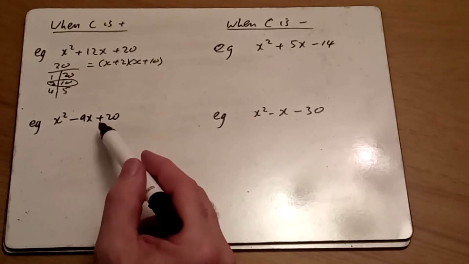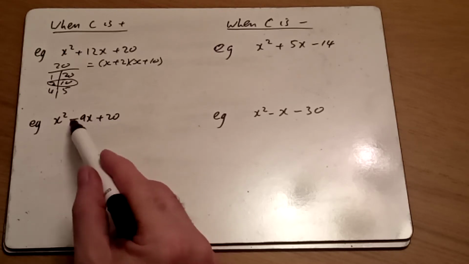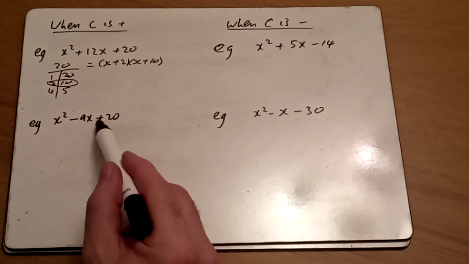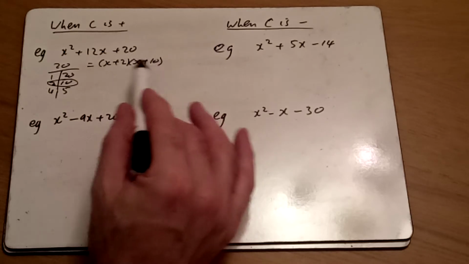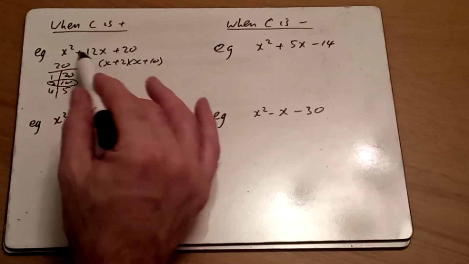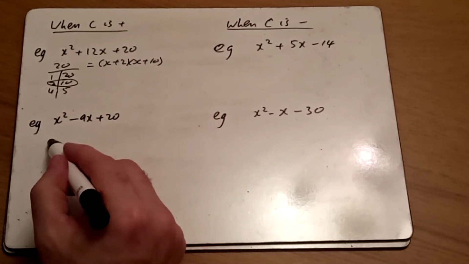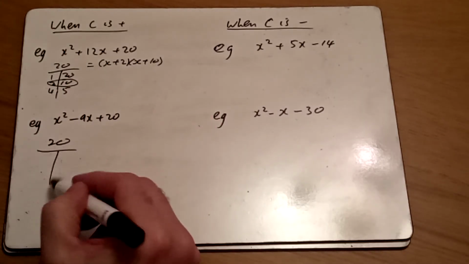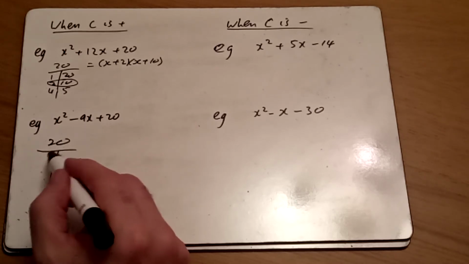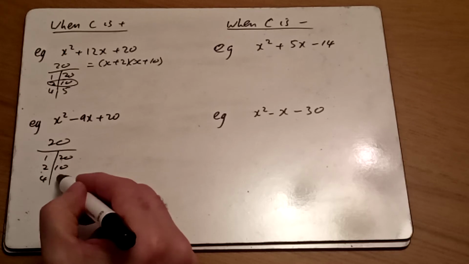Same thing could happen here when it's plus 20 at the end, but when the middle's a minus. Now, if it's a plus at the end, the signs in the brackets are going to be the same, and they're going to be the same as whatever that middle term is, because 2 add 10 gives me 12. In the same sort of way, it's the same number, it's the same factors. Let's have a look at how I'm going to get that minus 9 now. 1 and 20, 2 and 10, 4 and 5.